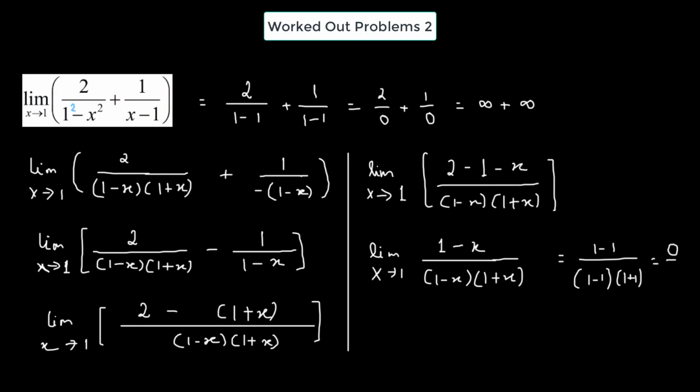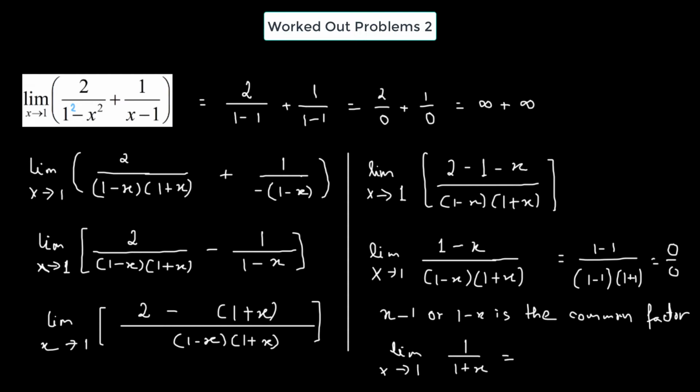divided by 0, since 1 minus 1 will be 0, 0 times 2 is also going to give us 0. So now that we have an indeterminate form, we'll say that x minus 1, or we can say 1 minus x, is the common factor in both numerator and the denominator, which we can get rid of, so that our rational function now gets converted to 1 over 1 plus x.